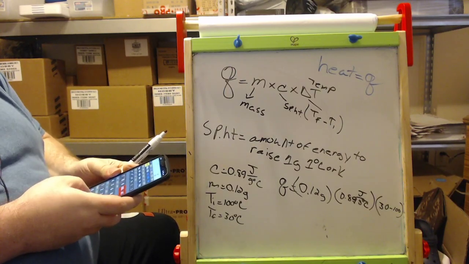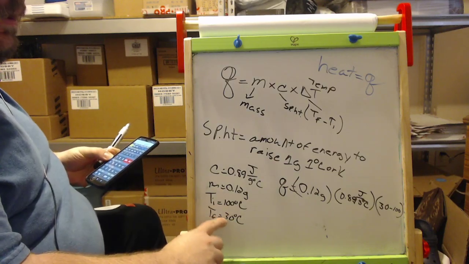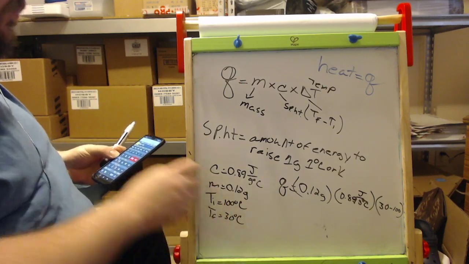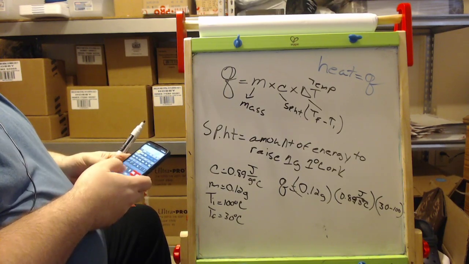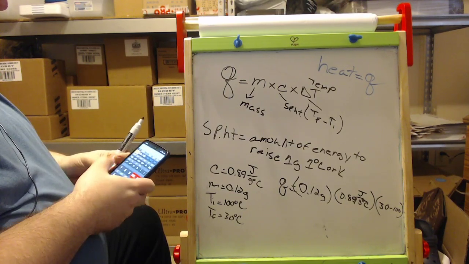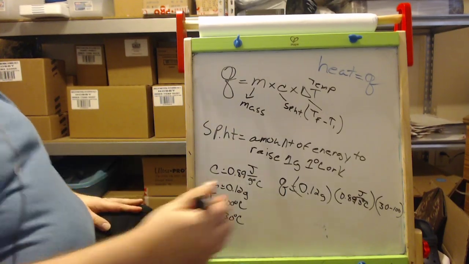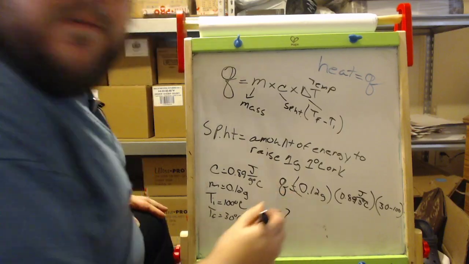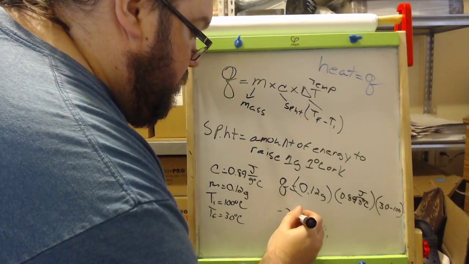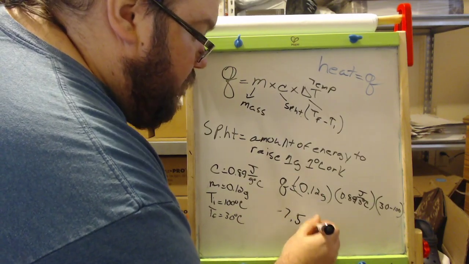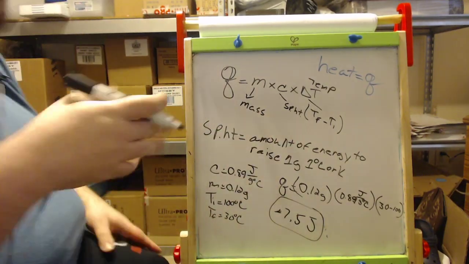Now my answer should be negative because I am losing heat. How do I know I'm losing heat? I was initially 100, now I'm 30. And I get negative 7.48, so negative 7.5 joules of energy was lost by this object, whatever this object is.